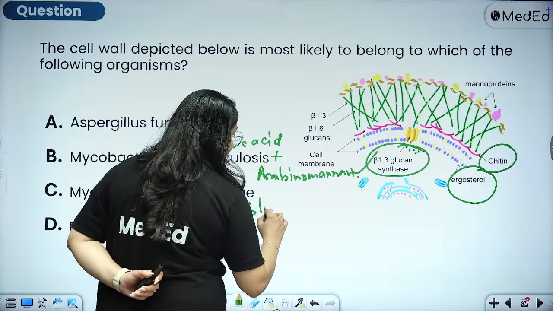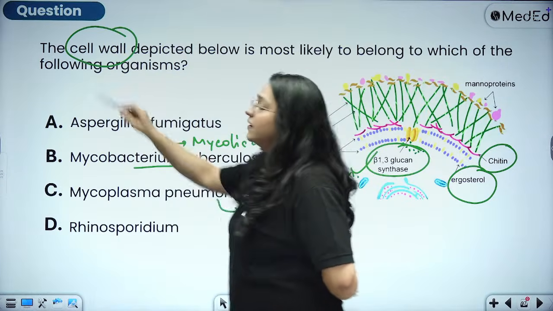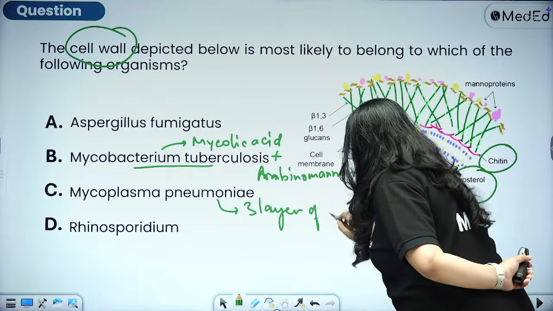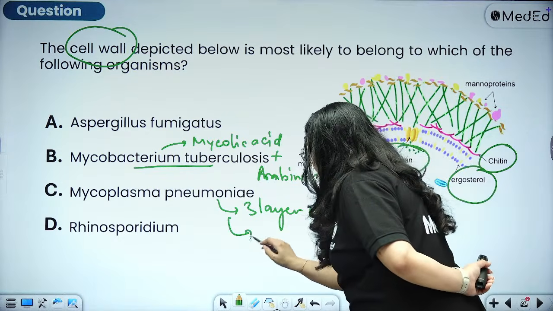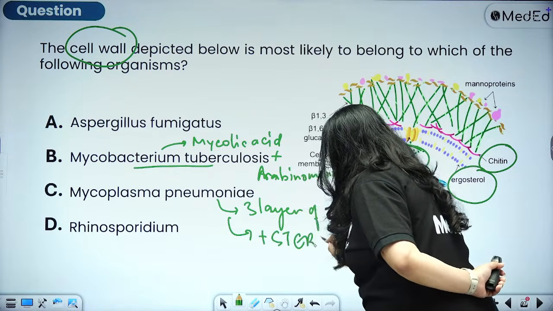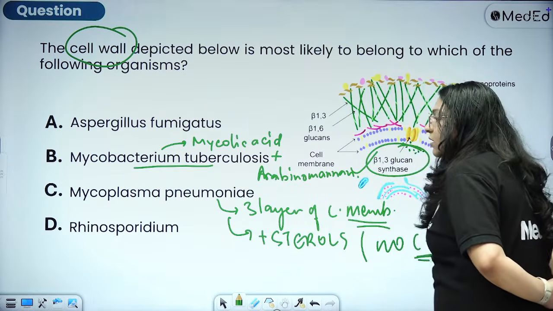Mycoplasma will have 3 layers of cell membrane. It does not have a cell wall. There is no cell wall. 3 layers of cell membrane itself with sterols and no cell wall.